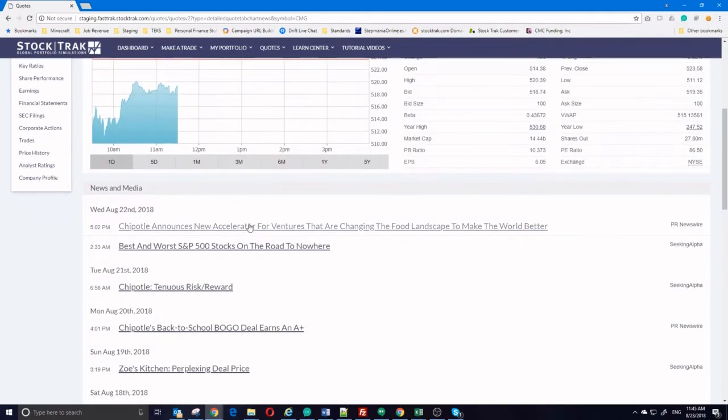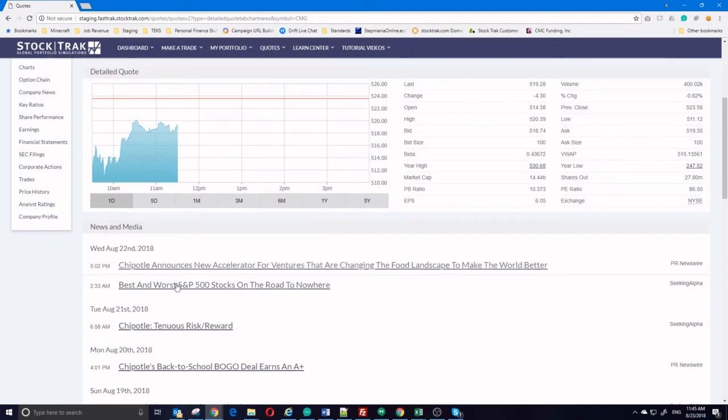Down here, you can also see some of the most current news stories mentioning this stock. So if you want to know why its price has been going up and down, you can click on these stories to see what the market is saying about this stock today.